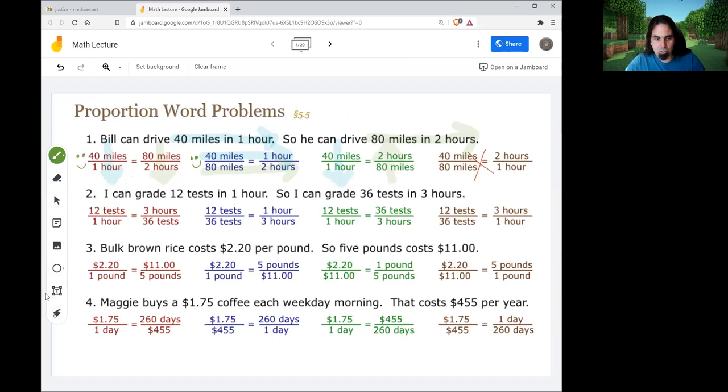So we still have the situations, one on the left and one on the right, but now they're going in the wrong directions. They're not symmetrical anymore. And that's what makes the math not work. 40 times 80 is not 2 times 1. So this is wrong.